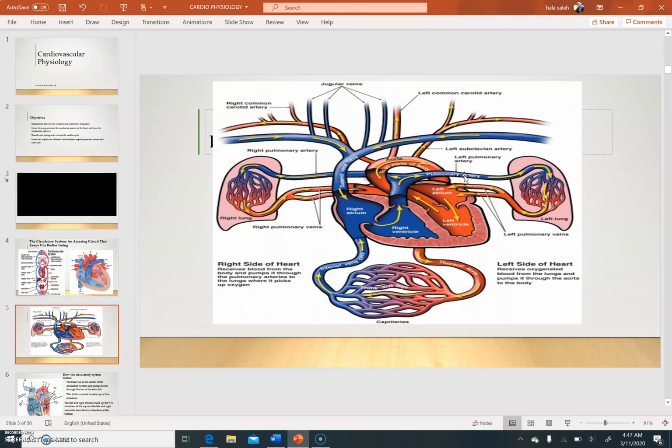Then this oxygenated blood, which comes from the 4 pulmonary veins, flows from the left atrium, as we can see here, through the mitral valve, the atrioventricular valve between the left atrium and the left ventricle, and out through the aortic valve, which is on the aorta, and then into the body. The flow of blood into the body is the systemic circulation, and the blood that went to the lungs is the pulmonic circulation.